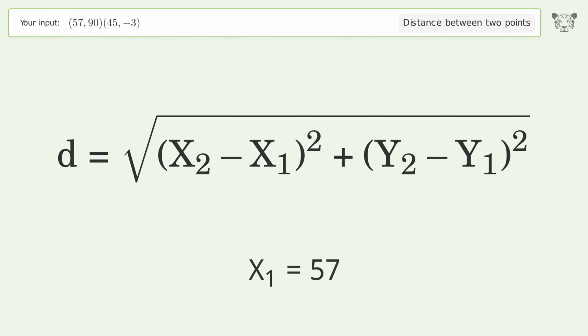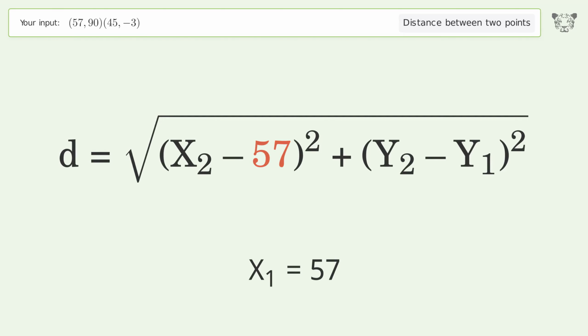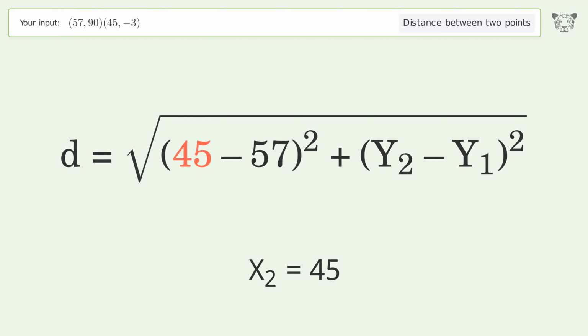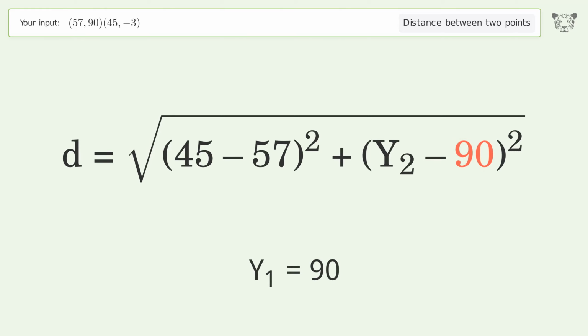x1 equals 57. x2 equals 45. y1 equals 90. y2 equals -3.